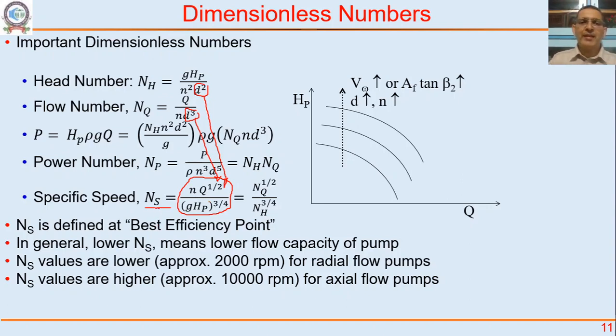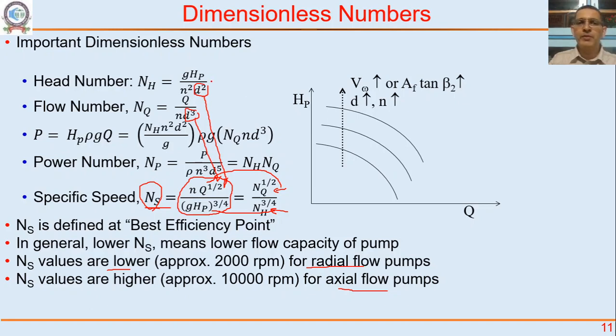So this N_S tells us something about how much head the impeller needs to generate and how much flow the impeller needs to generate. If the flow that the impeller needs to generate is large, then these N_S values are large. Then we go for what are called axial flow pumps. If I need to generate large head, relatively small flow, then the N_S value is lower. That's typically centrifugal flow pumps.